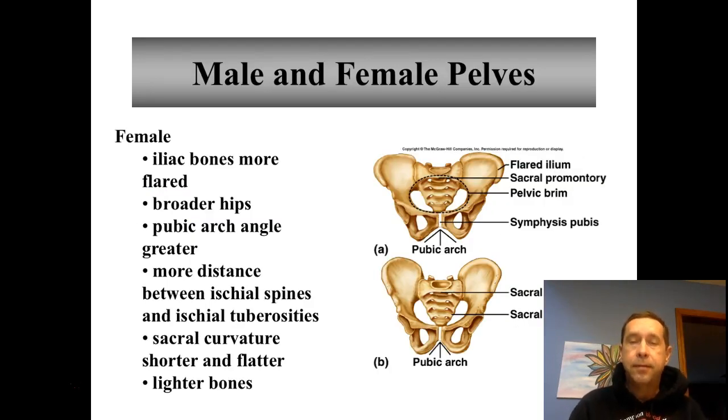As we know, males and females are different, and one of the important differences in the skeleton is in the pelvis. Because women give birth, that pelvic brim, that opening for the birth canal, needs to be larger in the female than the male. So as a result, the female has iliac bones that are more flared for wider hips, a greater arch angle for the pubic arch, more distance between the ischial spines and ischial tuberosities. The sacral curvature is shorter and flatter. The sciatic arch, or sciatic notch, is larger in the female pelvis, and the bones are lighter in the female pelvis.